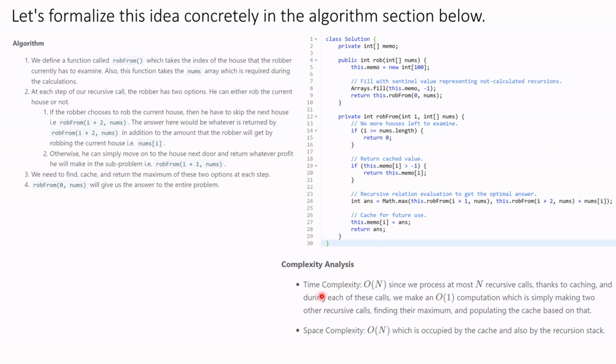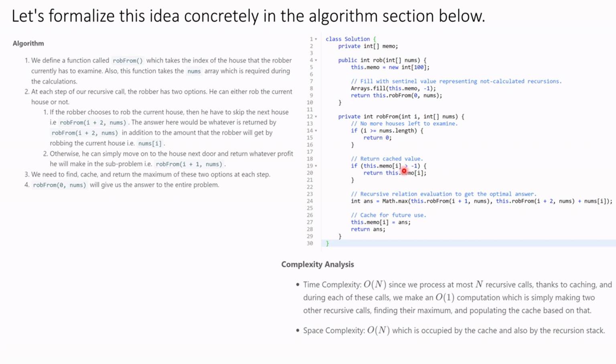So for complexity analysis, both time complexity and space complexity will be O(n). For time complexity, since we process at most n recursive calls, you can see here at line number 24, and thanks to caching, during each of these calls we do O(1) computation, which is simply making two other recursive calls, finding their maximum and populating the cache. We assume O(1) computation for each node, and we have a total of n nodes, so that's why we get O(n).